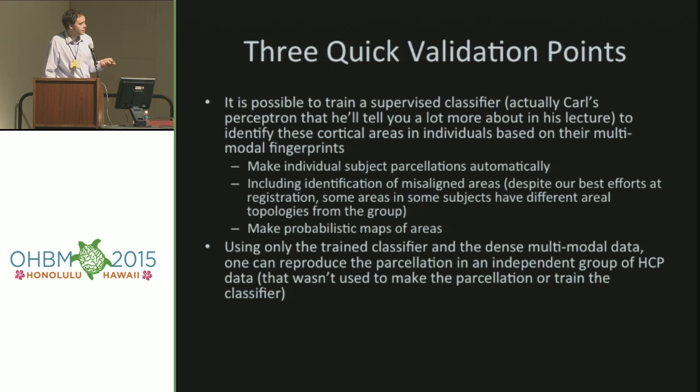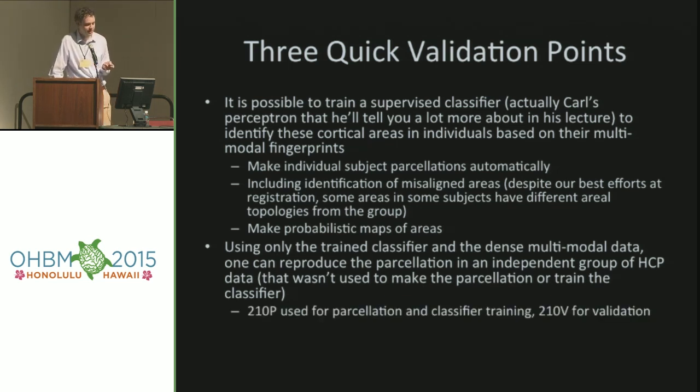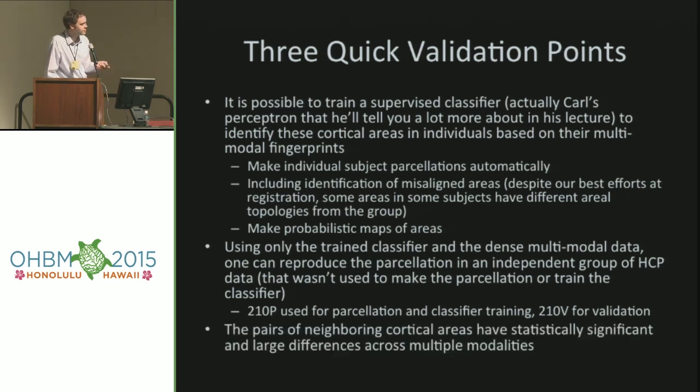And using only the trained classifier and the dense multimodal data, we can reproduce the parcellation in a completely independent HCP data set. We used 210 subjects to make the parcellation and train the classifier, and we held out an additional 210 subjects for statistical validation. All we're going to bring from the 210 we used for parcellation is those areal fingerprints, no spatial information, aside from a very coarse localization I'll show you. And also that pairs of neighboring cortical areas have statistically significant and large differences across multiple modalities.